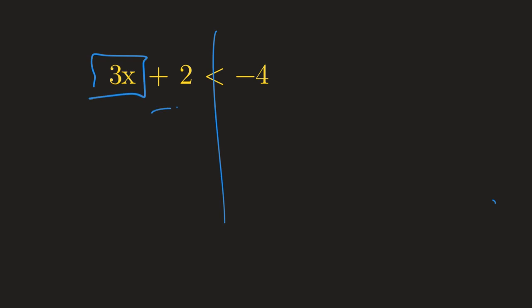Isolate the variable term. Let's get rid of that 2. Let's get rid of positive 2 by subtracting 2. 2 minus 2 goes away. Negative 4 minus 2 is equal to negative 6.